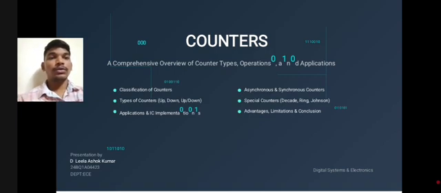From EC. Today I am telling about counters, a comprehensive overview of counter types, operations, and applications. In this video, we will cover the classification of counters, types of counters, applications and IC implementation, synchronous and asynchronous counters, special counters, decade, ring, Johnson, advantages and limitations. Finally, conclusion.